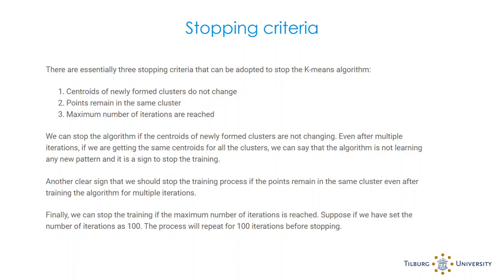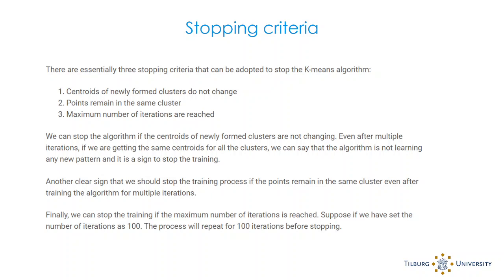The second criterion is whether the points remain in the same cluster. So if we see that perhaps the centroids are changing a bit, however, the clusters don't change in the sense that the clusters contain the same objects, so there is no reason to keep going anymore. So we can stop the algorithm.